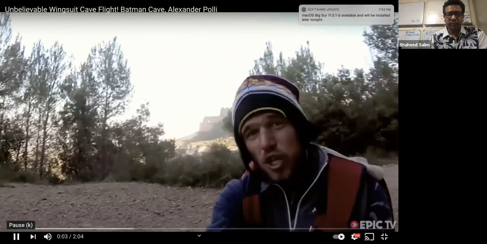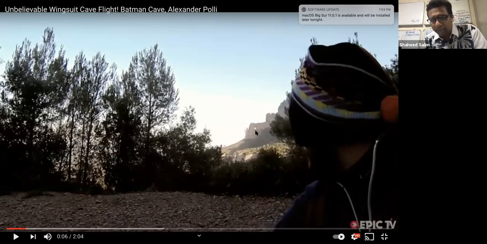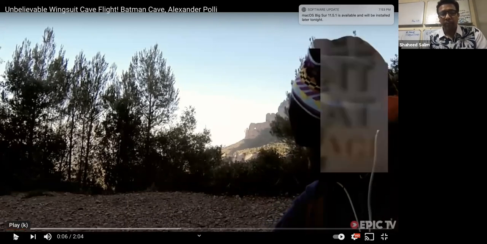I'm just looking at that hole right over there. He says, I'm looking at the hole. You can see this hole down here. He wants to fly through it. From a helicopter, he will jump and go through this hole. If he misses the hole, he will be a flat chapati.